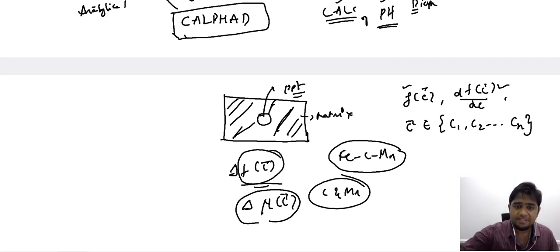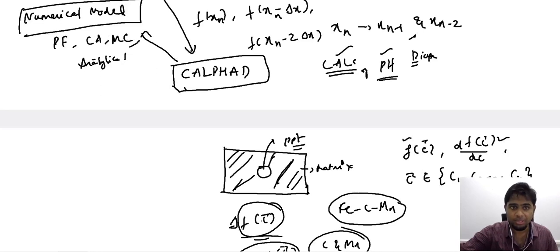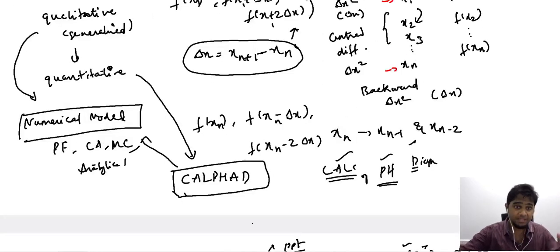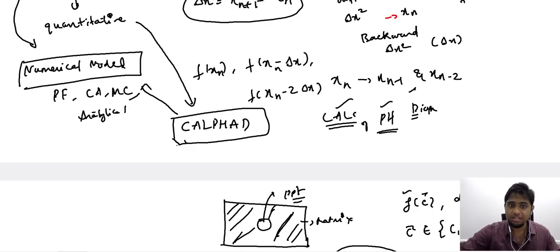Now, if this is the case, if we want to introduce this information which is available in an external resource called CalFAD, what one can do is, for each and every time step, the numerical model can send out a signal to estimate the corresponding free energy and the chemical potential.